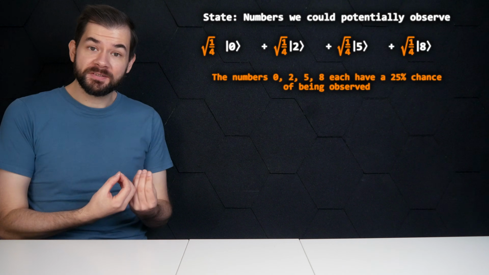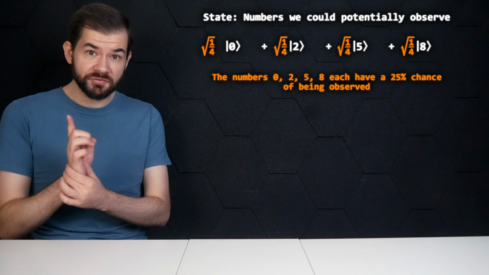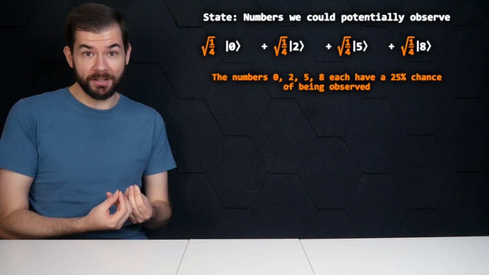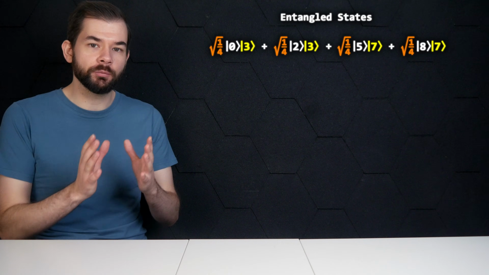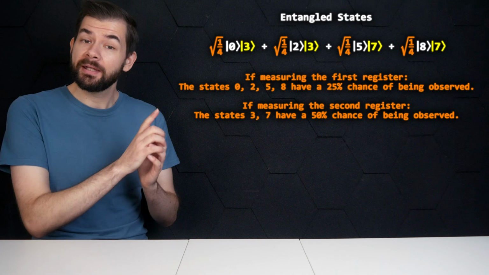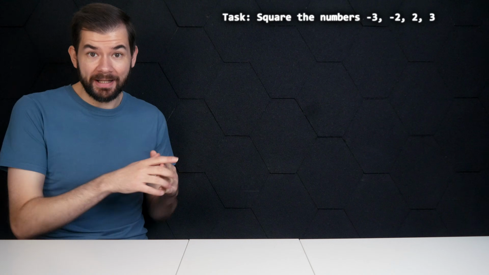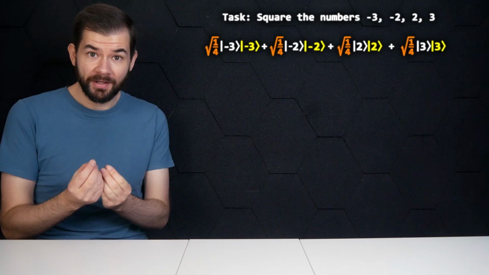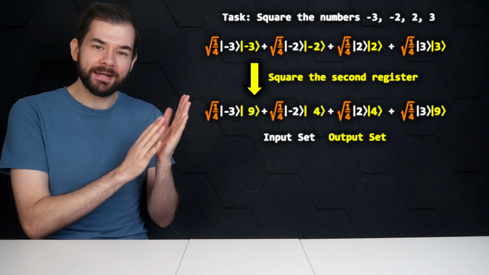essential details right now. Quantum computers store states which have a probability of being observed. We write them like this, where the coefficient squares to the probability of that state being observed. We can also entangle states, and measuring a value in one state can impact the probability of measuring a certain value in the other state. So let's say I square these integers. I set up the states with 2 registers, and then I square the second. This sets up an input set and an output set.